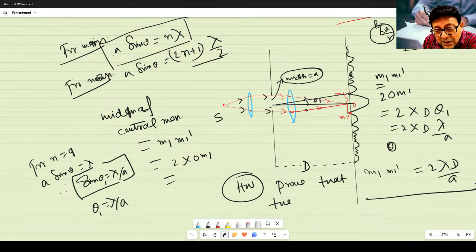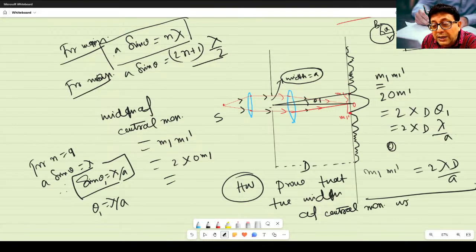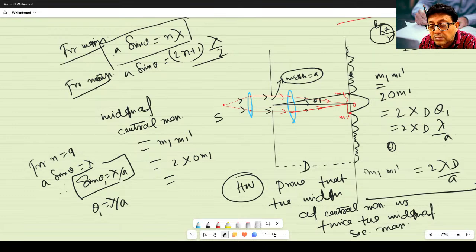Prove that the width of central maxima is twice the width of secondary maximum. I mean, the width of this is twice the width of this. This only you try at home.